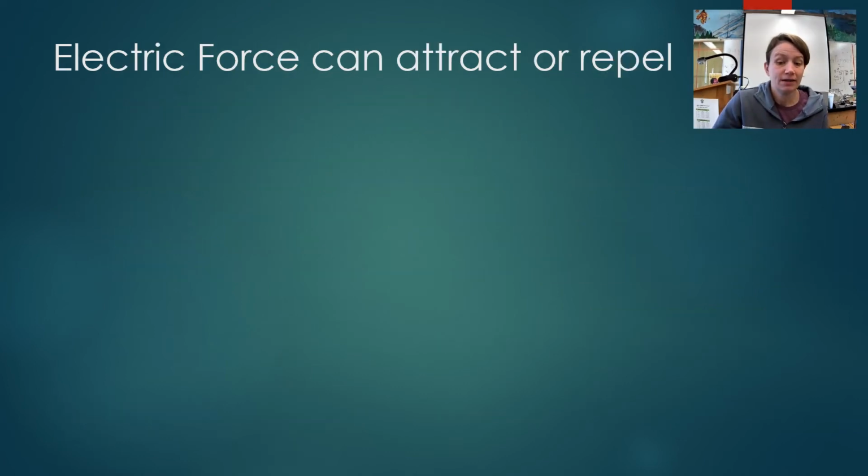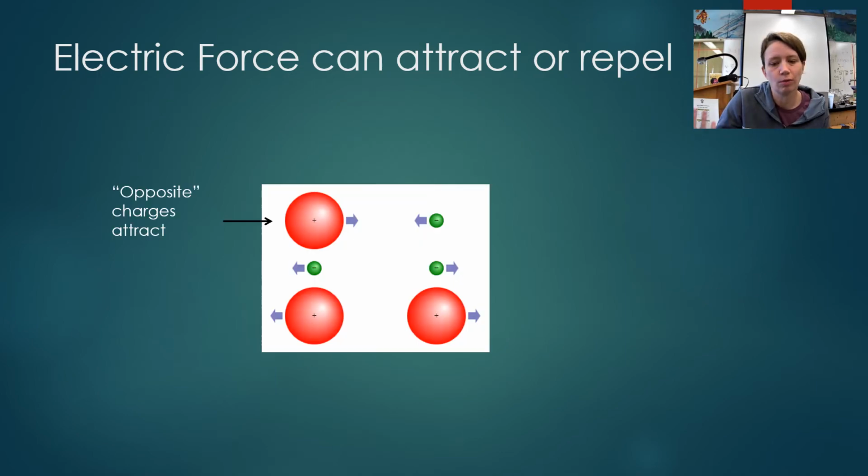So one difference, you saw the similarities on the last slide between those two forces, but one big difference that you're probably already aware of is that the electric force can attract or repel. Gravity only attracts. So gravity can never push two objects apart. There's no anti-gravity or anything of that nature.